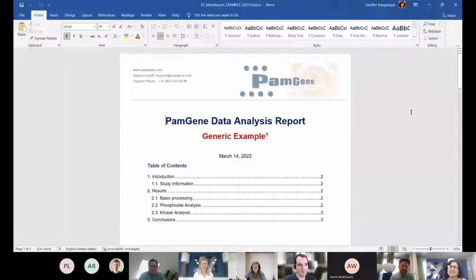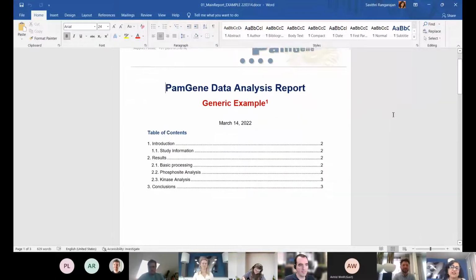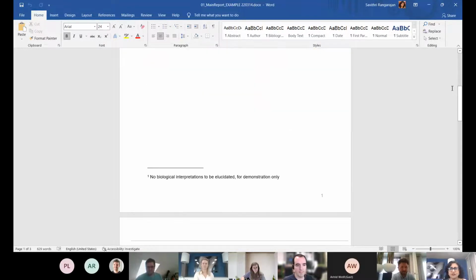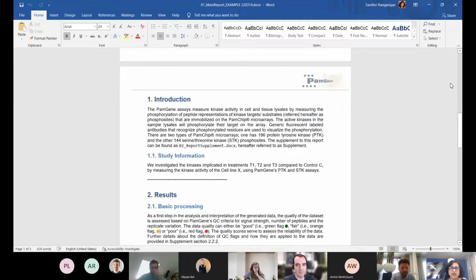I was just getting started to share the main report example, for instance. Can you see the screen now? Yeah, great. So just straight away, this is a current reporting format that we've developed. This is a very generic example with some falsified or hidden data.